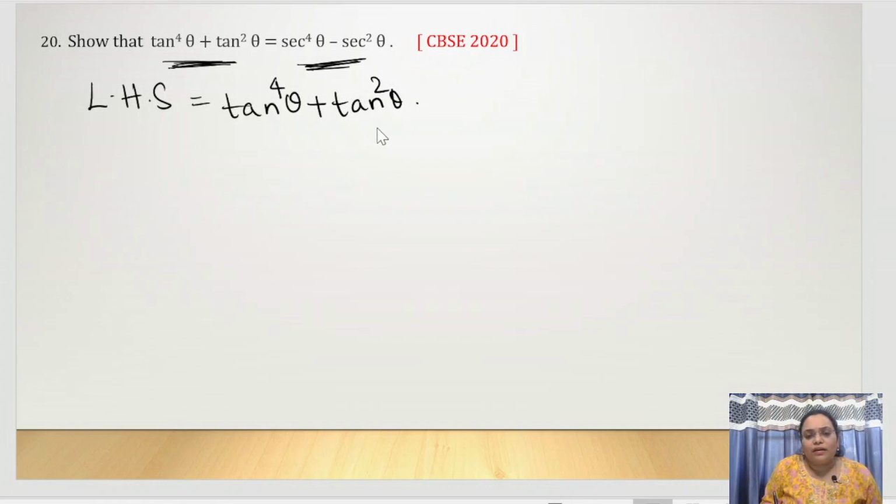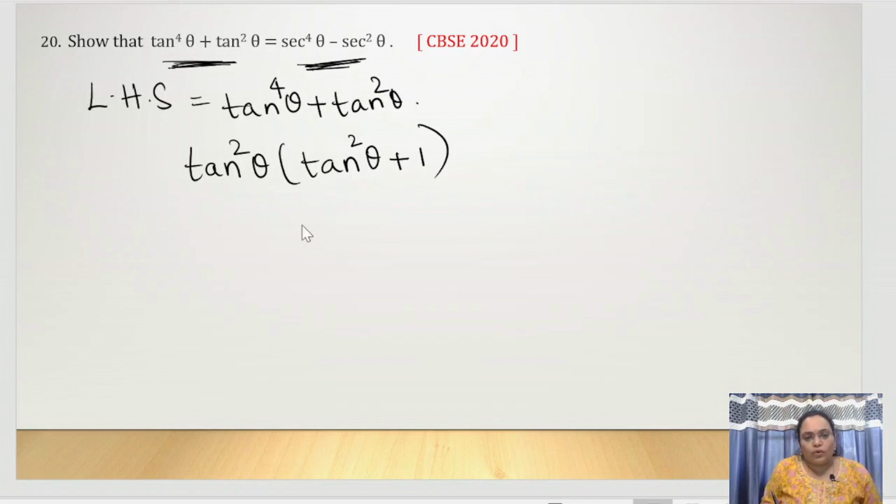So from here I can take tan square theta common, right? If you take tan square theta common, you will get tan square theta into (tan square theta plus 1). Now if you see this tan square theta plus 1, we can see an identity. What is the identity? Secant square theta is equal to tan square theta plus 1.